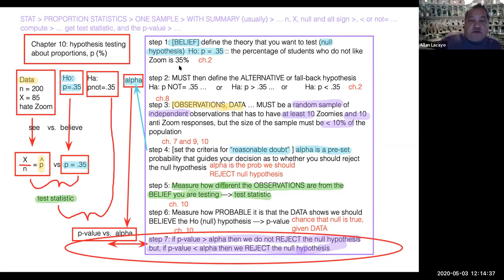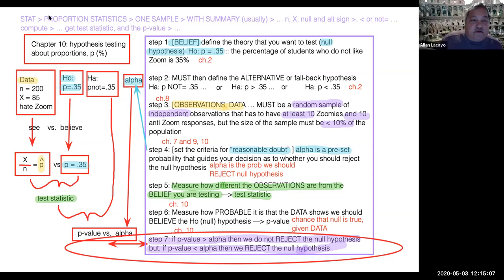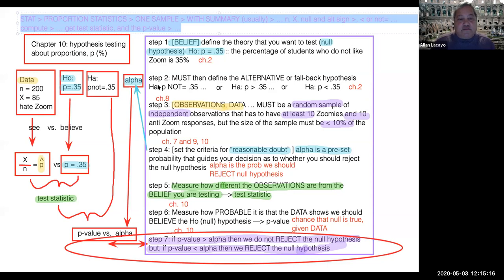Okay. So notice how after you get those four ingredients, you go to StatCrunch and you input all these commands in purple at the top: Stat, Proportion Statistics, One Sample with Summary. And then you enter the number of successes, the number of trials, and then you put the null and alternative hypothesis sign. After that, you just compute and you get the test statistic. This purple box that I'm highlighting right now is the sequence of commands that we covered in StatCrunch.